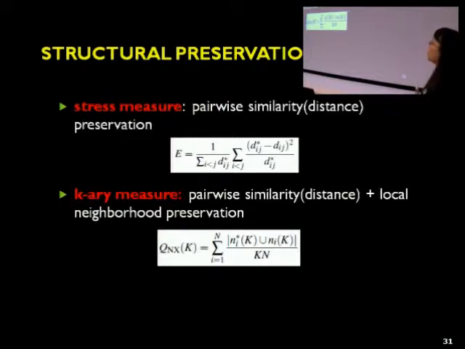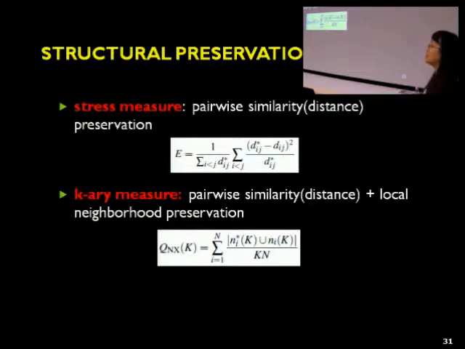There are quite a number of measures that you can apply to assess the structural preservation of your projection, but these are 2 of my favorite ones. The first one is the stress measure, which is often used for measuring the global structural preservation. It only detects how well the pairwise similarity is preserved in the final projection. And the second one takes into account 2 aspects. The first is the same as this one, pairwise similarity preservation, but the second one is the neighborhood preservation.